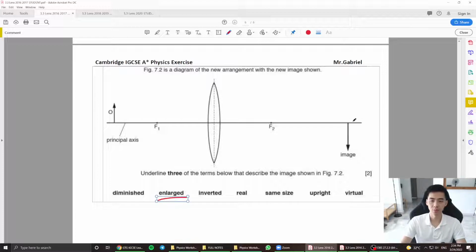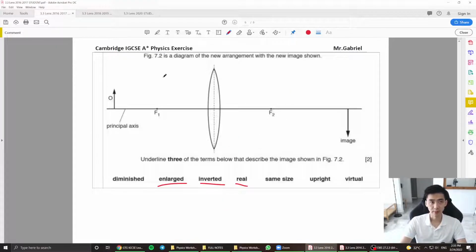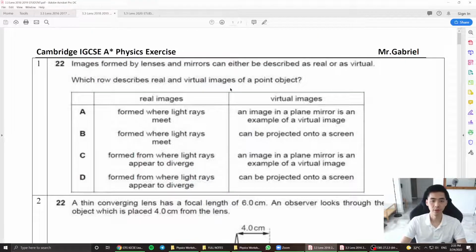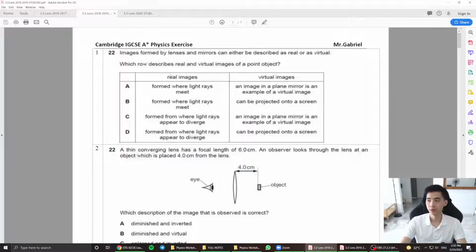Obviously, it is enlarged because it is longer, right? The image is longer than O. It is definitely real because they are on two sides of it and it can be projected onto the screen. It is definitely inverted, right? Because it's pointing downwards here. Okay, and then moving on to the next exercise.